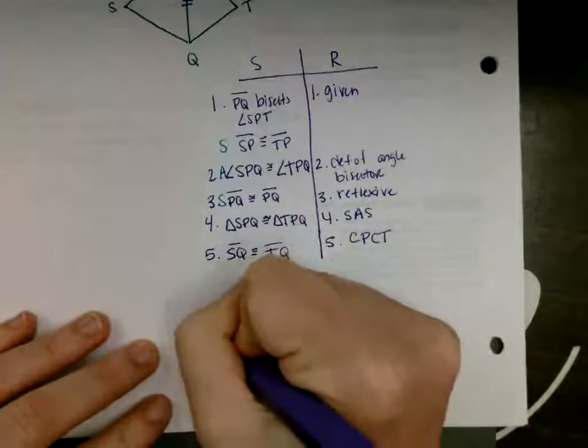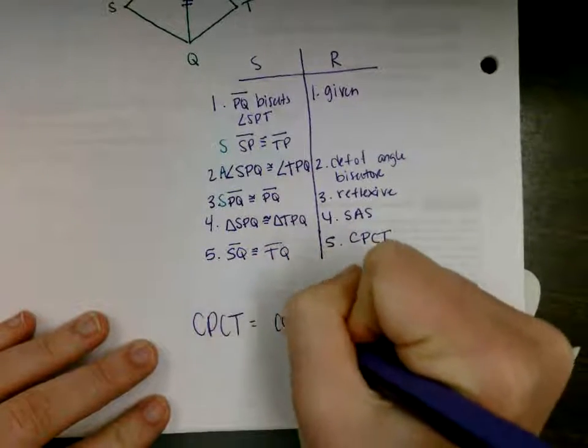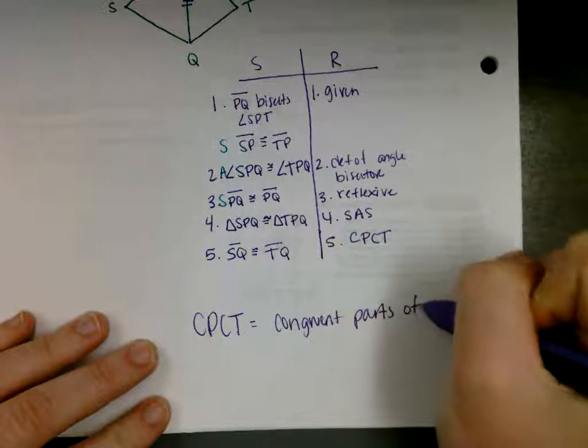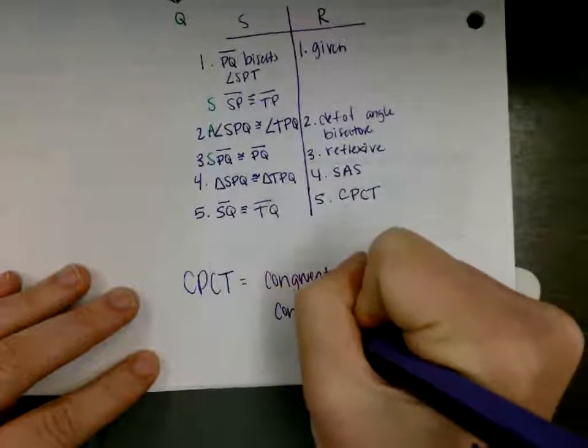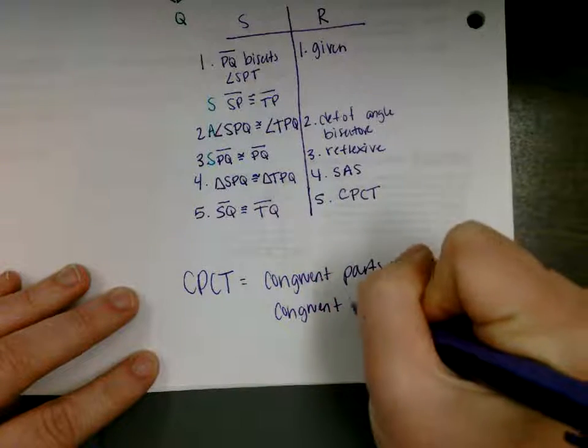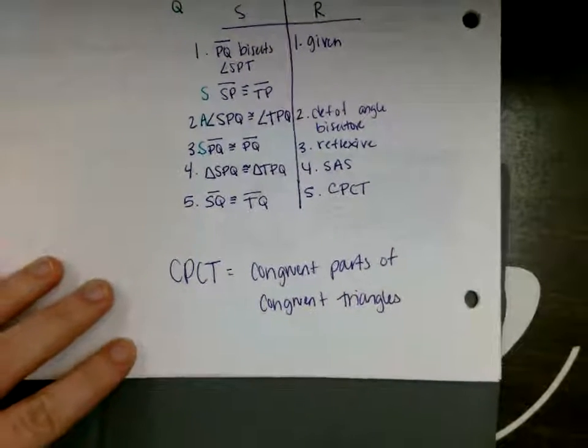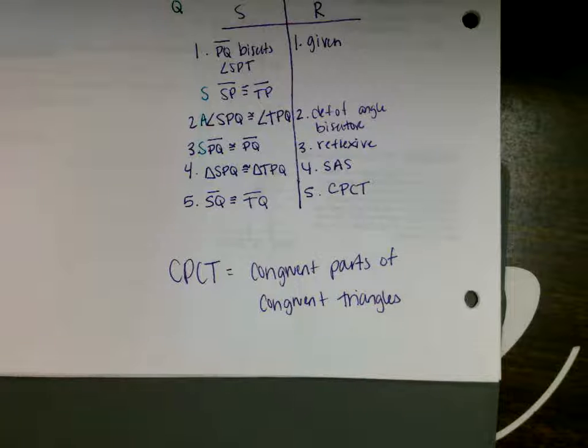What that stands for is corresponding parts of congruent triangles. You'll hear CPCT referred to a lot in geometry classes, so that's something you should know and be aware of. Once you have congruent triangles, you know all three segments are congruent to all three segments, and all three angles are congruent to all three angles. That's what we would use to go from there.